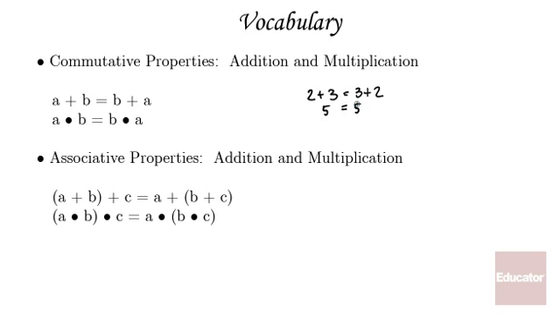And with multiplication, a times b equals b times a. So if you were going to do 2 times 3, that's the same as 3 times 2. 2 times 3 is 6, and 3 times 2 is 6.